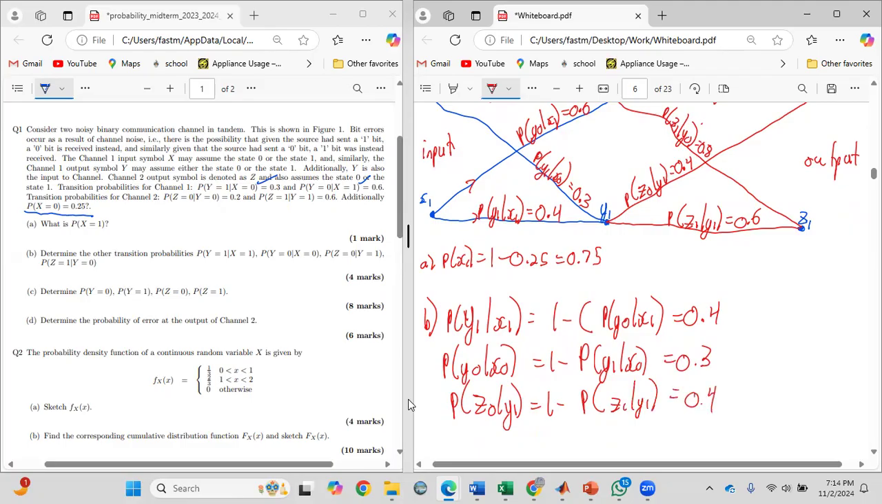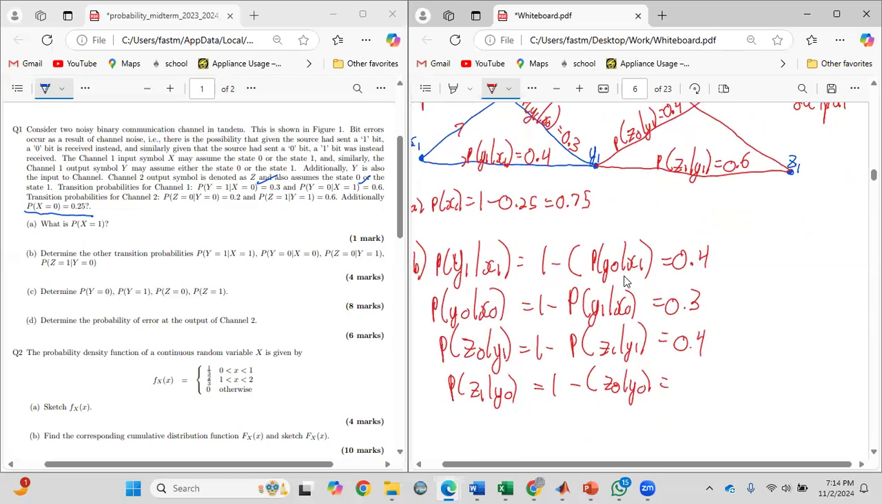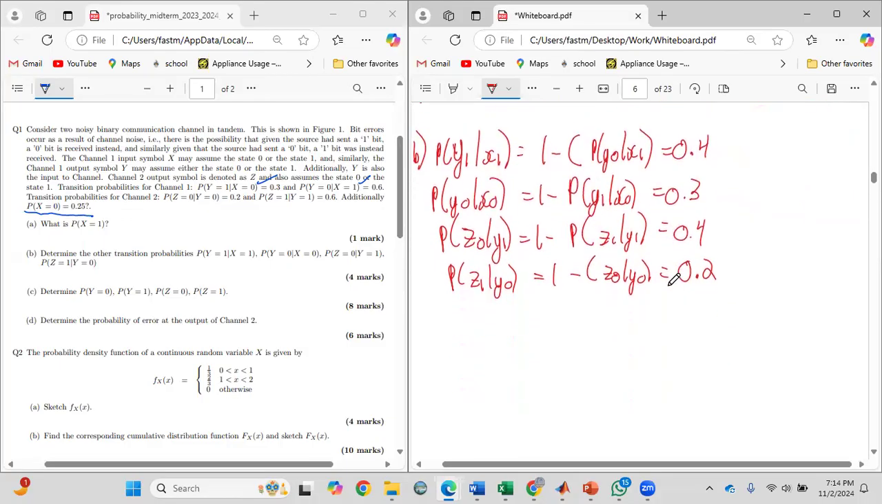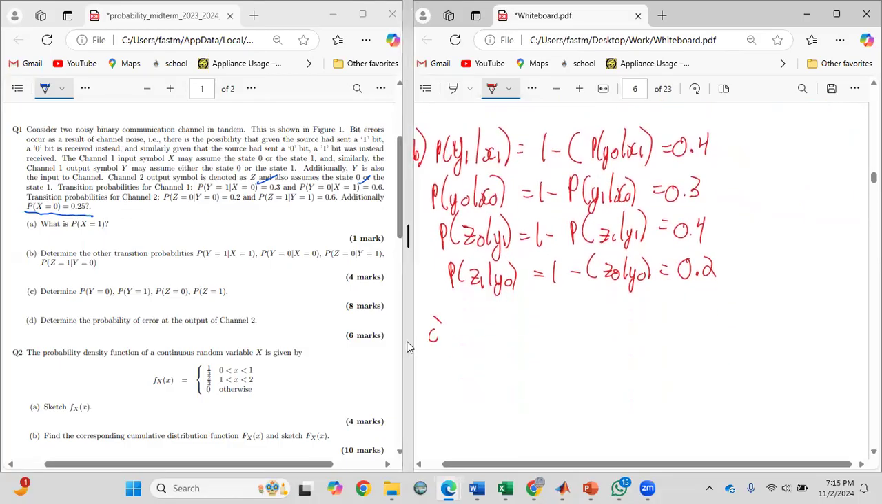The last one, what they're asking for is the probability of z1 given y0, which is 1 minus the probability of z0 given y0, and I think we got 0.2. We had done that before, so we're just stating the equations. Alright, and then part C, determine the probability of y0, y1, z0, and z1.